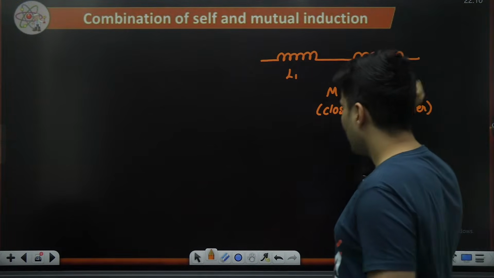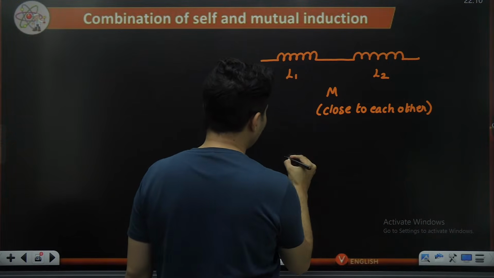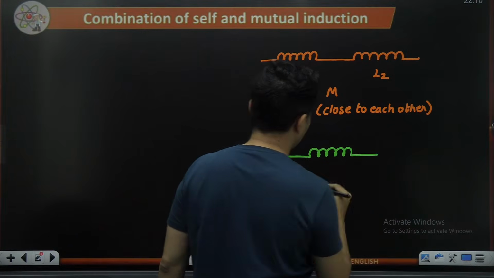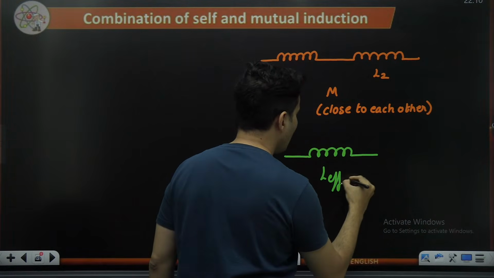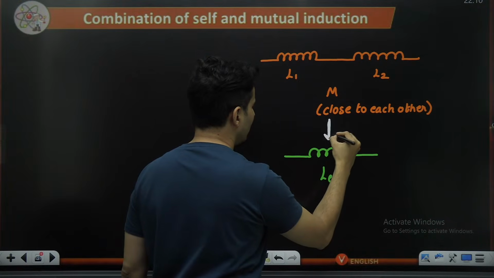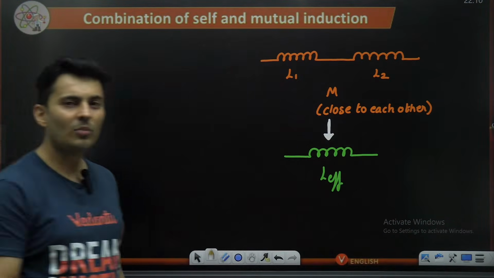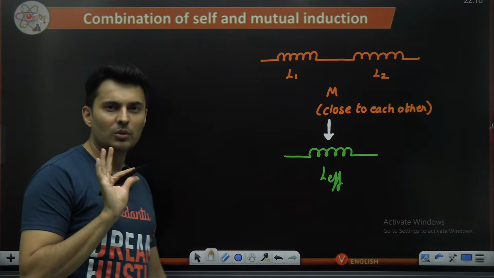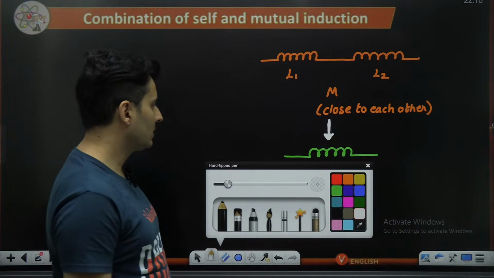So when I combine them as one single inductance, effective inductance, how much will it be? I'm converting this entire scenario into this. How much will it be? What do I need to do? So I'll tell you what, in such scenarios, what you should do.